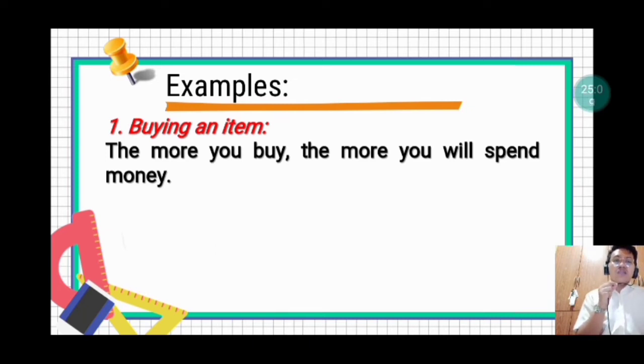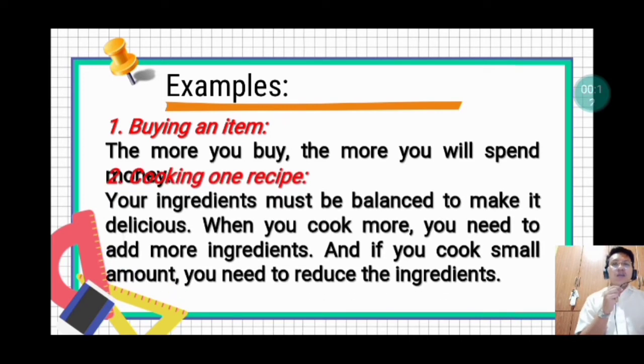Okay? So, another example, kumain kayo ni mami mo sa Jollibee. Gusto mo ng madaming orders. So, the more you order to the Jollibee, the more you will spend money. Next example, cooking one recipe. Your ingredients must be balanced to make it delicious. When you cook more, you need to add more ingredients. And if you cook small amount, you need to reduce the ingredients.